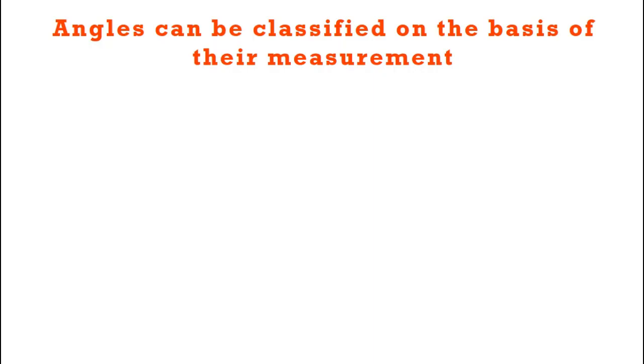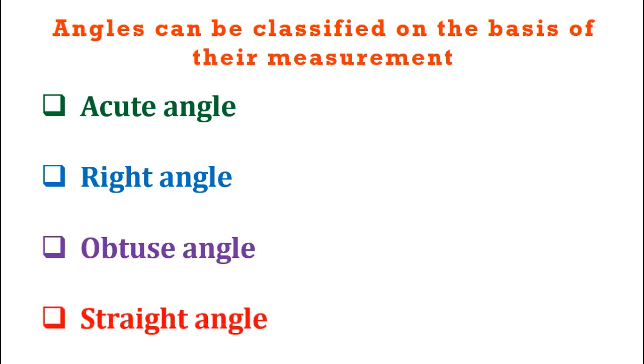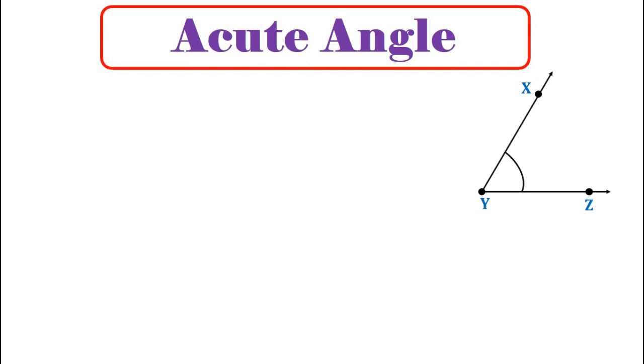Let us now understand what are the different types of angles. Angles can be classified on the basis of their measurement. In this video, we are going to learn about 4 types of angles. They are acute angle, right angle, obtuse angle, and straight angle.